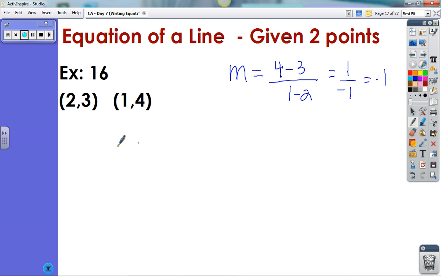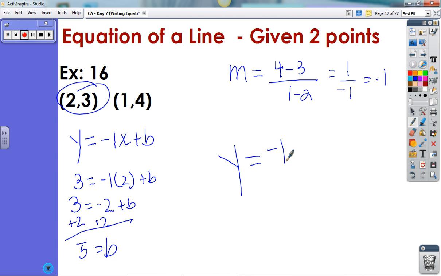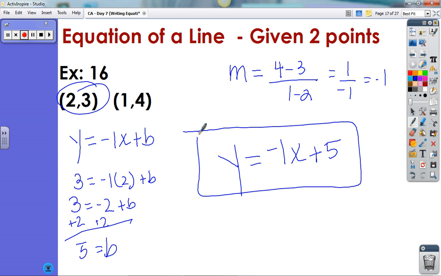So my slope is -1. And now I'm going to pick a point. It really doesn't matter which one. So I have a slope and a y-intercept, and I'm going to plug those in to my y equals mx plus b.